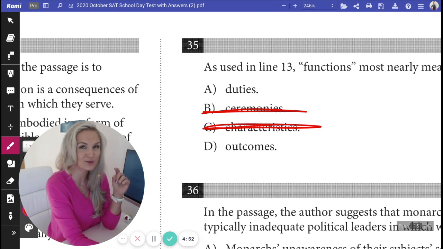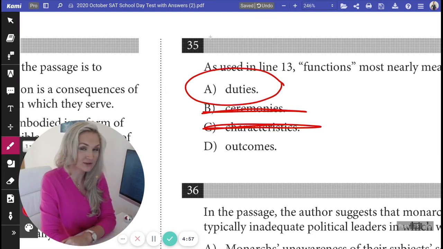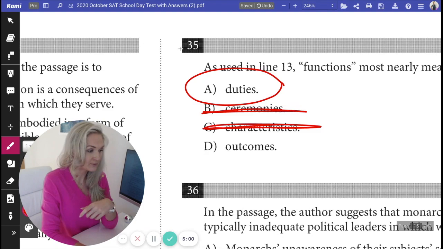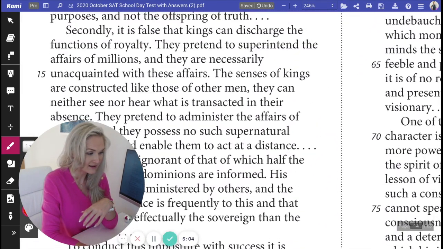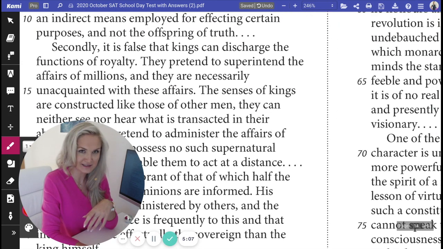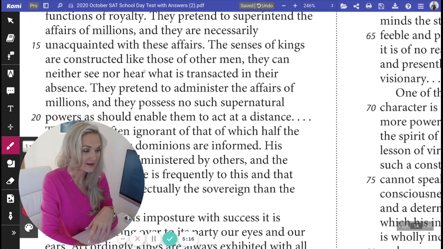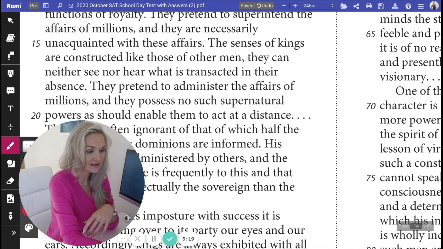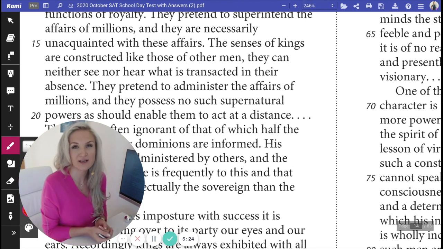Which one is closest to my answer choice? Responsibilities. Definitely duties. And if you try to take the word outcomes, which is like results, and plug it back into the sentence, it would be kind of humorous to see that royalty has any kind of outcomes that needs to be discharged or carried out. So it is false that kings can discharge the duties of royalty. And how do I know that it's duties? Because right here from the context, I see how the author is complaining about royalties not being able to do their job.